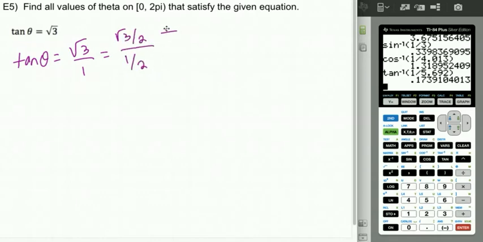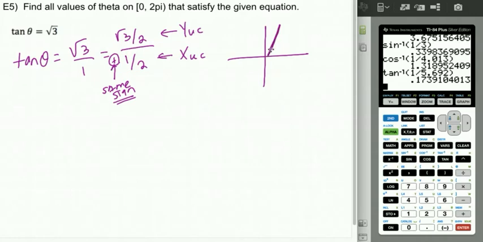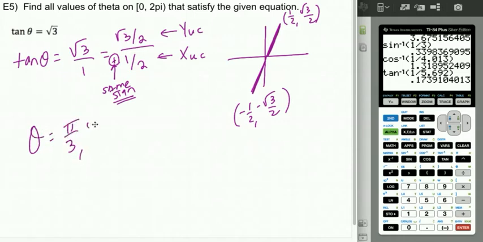So I'm looking for where the y on the unit circle is root 3 over 2, the x on the unit circle is 1/2, and because this is a plus sign, I want them to have the same sign. They don't both have to be positive, they could both be negative, right? So basically what I'm looking for is here, where they're both positive, because this is 1/2 and root 3 over 2. And here, where they're both negative, because this is negative 1/2 and negative root 3 over 2. So my answer is going to be pi over 3 and 4 pi over 3.